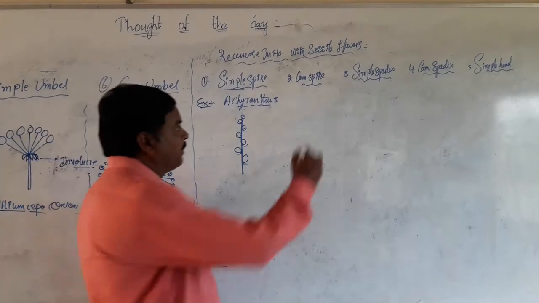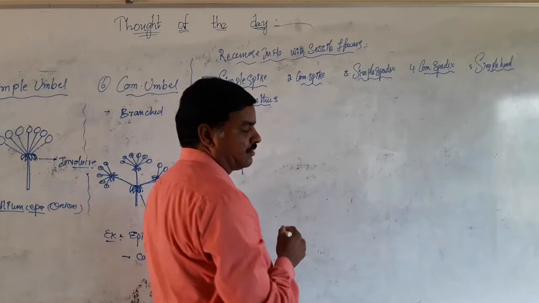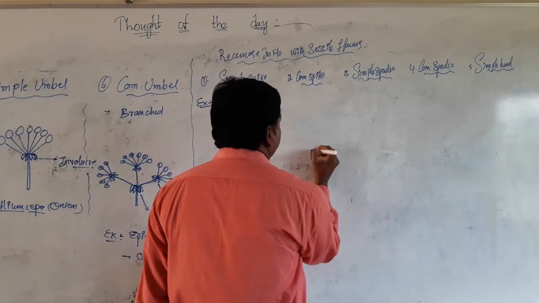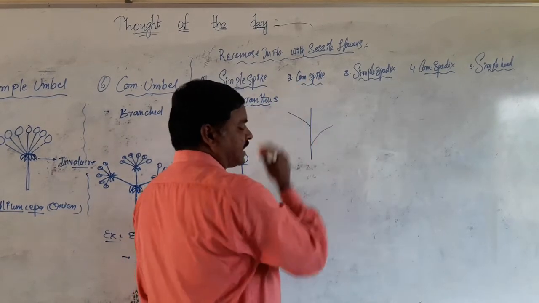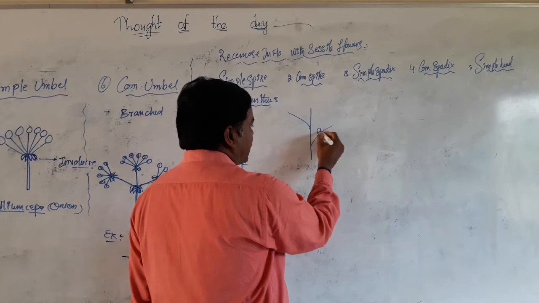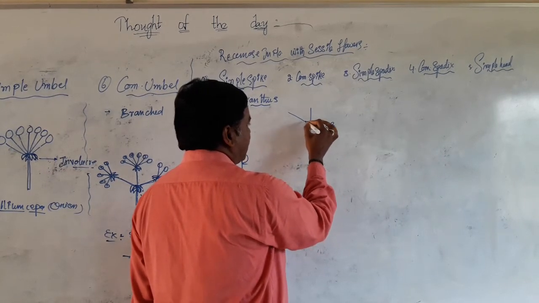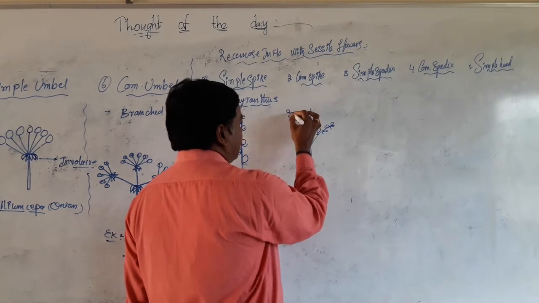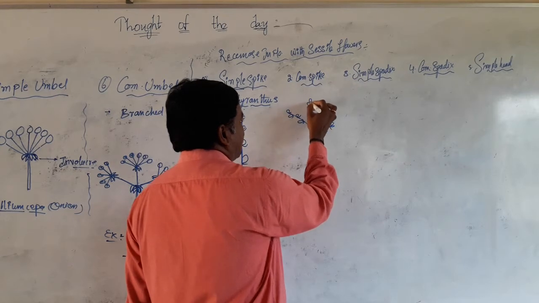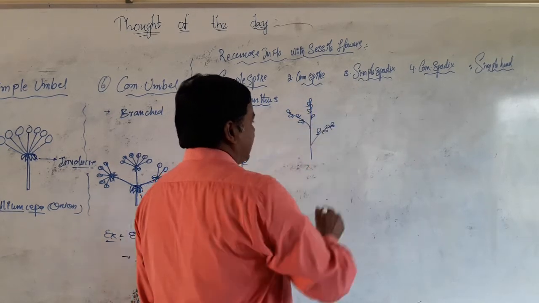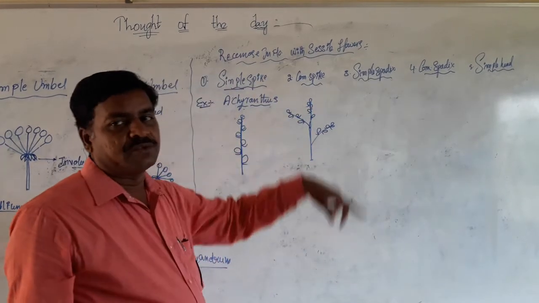Okay, now coming to the second one. This is a compound spike inflorescence. So here, the peduncle is branched. This is the peduncle, and this is one branch, and this is another branch. Every branch also contains a number of sessile bracteate flowers in acropetal succession. Bracteate and sessile flowers are present in acropetal succession. This type of inflorescence is called a compound spike inflorescence.